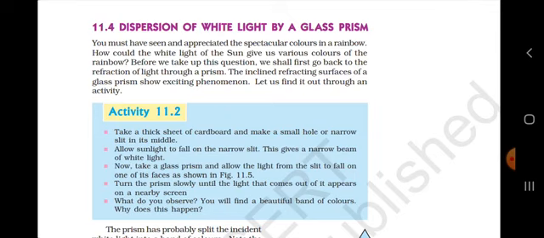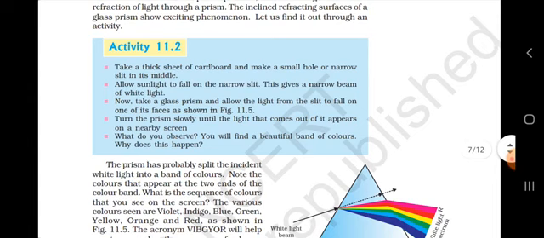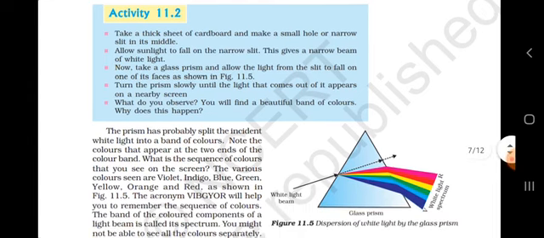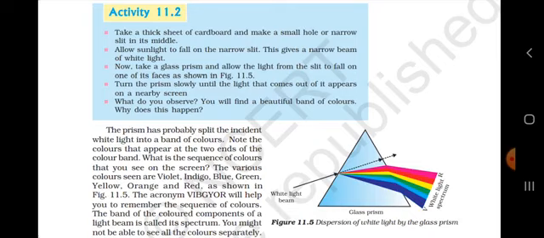The dispersion of white light by a glass prism. You must have seen and appreciated the spectacular colors in a rainbow. How could the white light of the sun give us various colors of the rainbow? Before we take up this question, we shall first go back to the refraction of light through a prism. The inclined refracting surfaces of a glass prism show exciting phenomena. See, they have given the activity over here. No doubt the activity is of no use for us, but we will read this because we can know how to do the experiment.